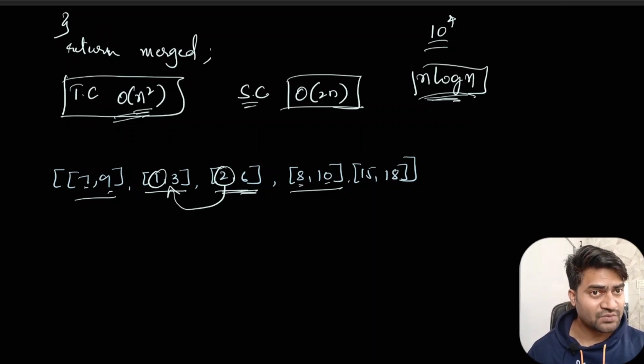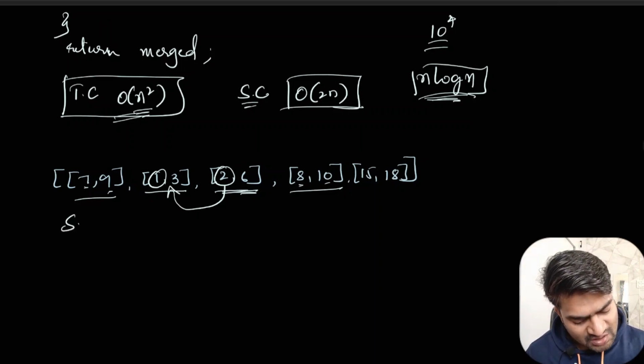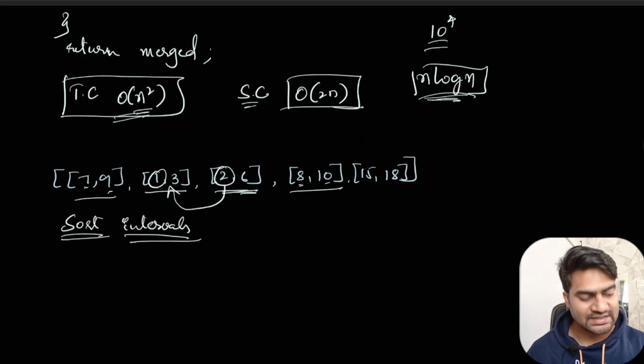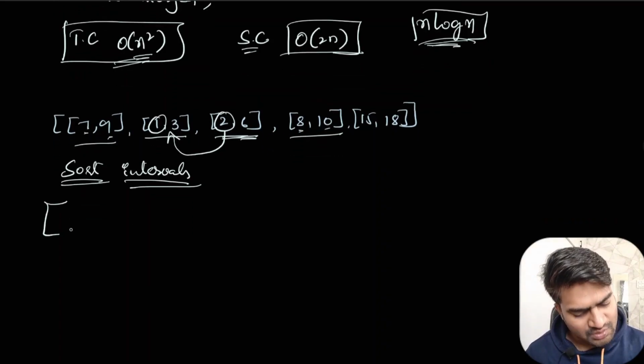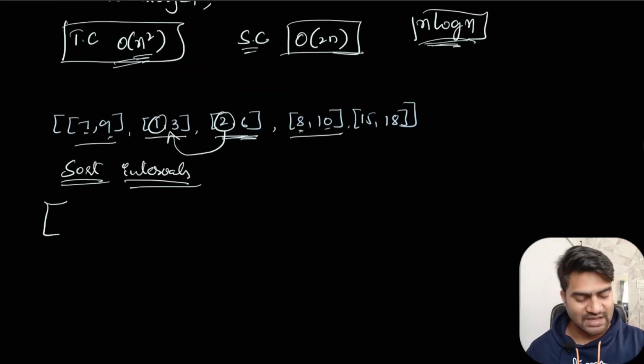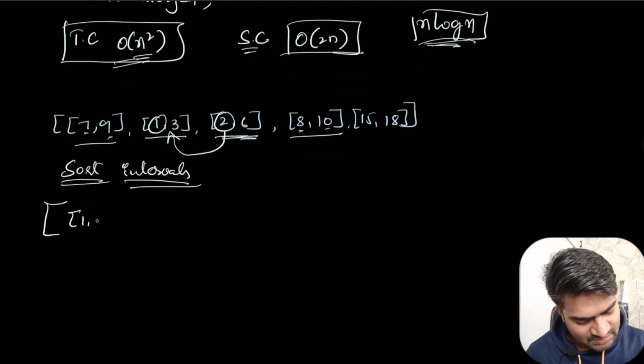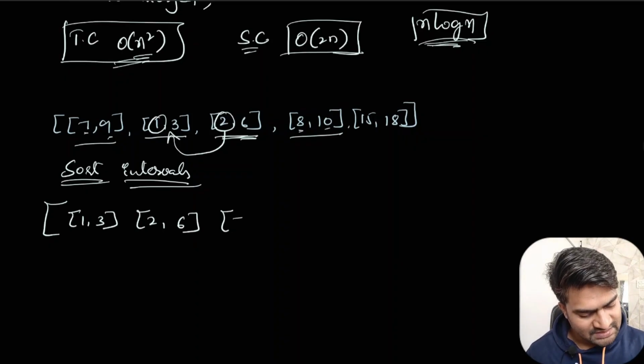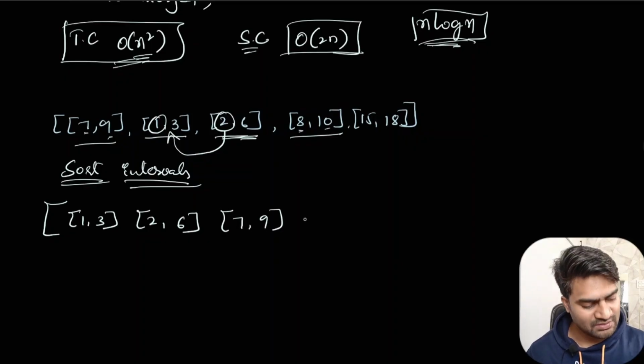So for that, what we need to do, first sort the intervals. Now if I sort it, how do we sort? By the first start value. So basically 1 comma 3 will be my first value, then 2 comma 6 will be my second value, then 7 comma 9 will be my third value, then 8 10, then 15 and 18.